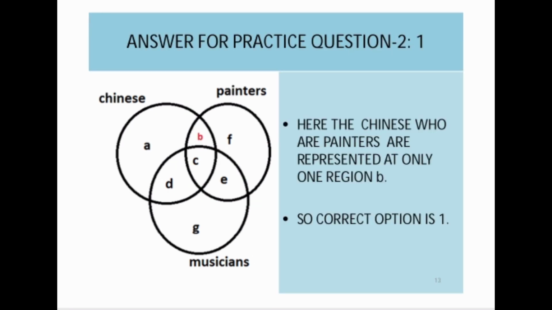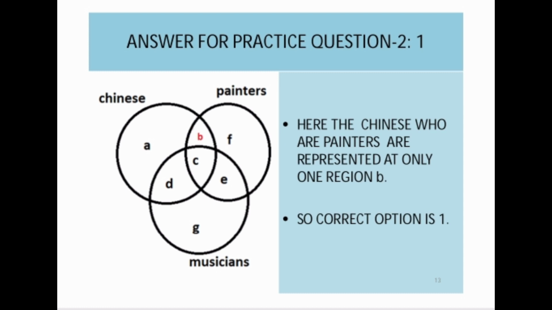So the answer for practice question 2 is option 1, which is B, because you may take 3 circles: Chinese, painters and musicians, which is already present on the screen. The asked question is Chinese who are painters. So we should remove the circle musicians from the diagram.